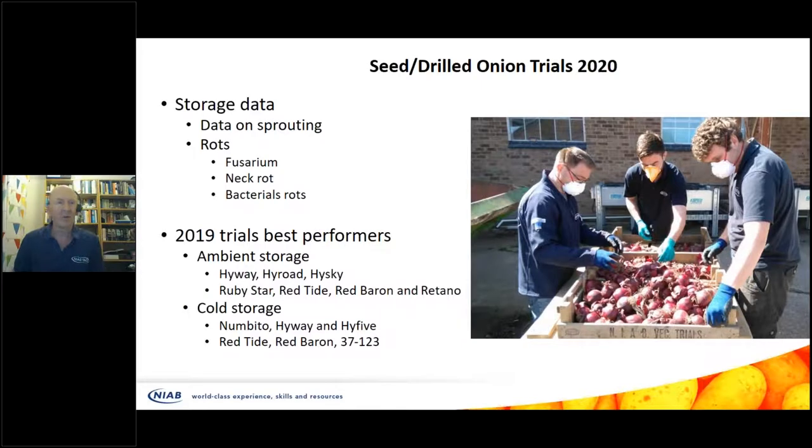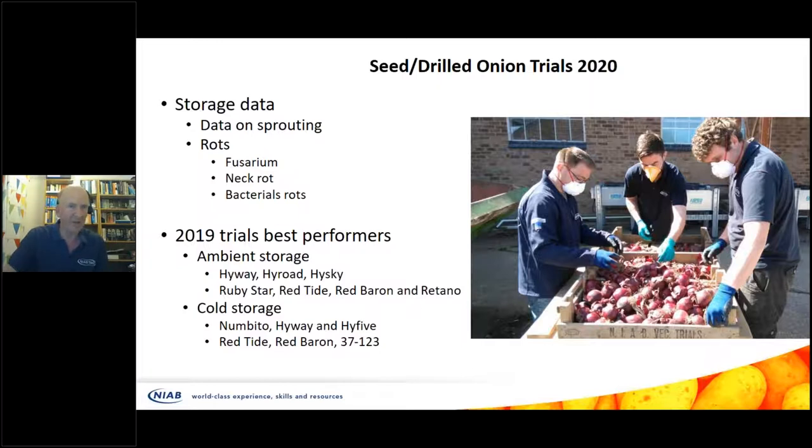In storage, we collect data on sprouting, but we also see what the cause of any rots is. Fusarium tends to be one of the top ones, but neck rot is a big issue at the moment. Bacterial rots are also an issue. That bacteria tends to get in the field, in the neck, and so good drying and curing help, but also a tight neck finish is important.